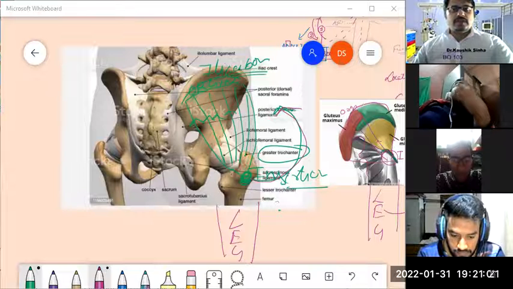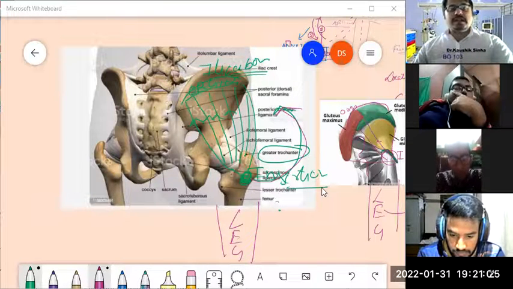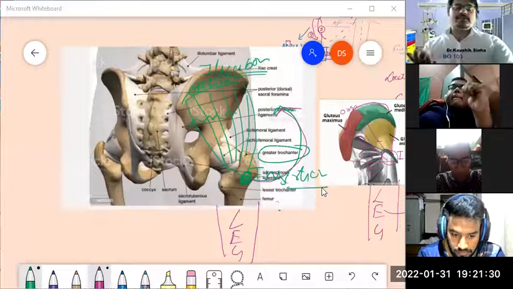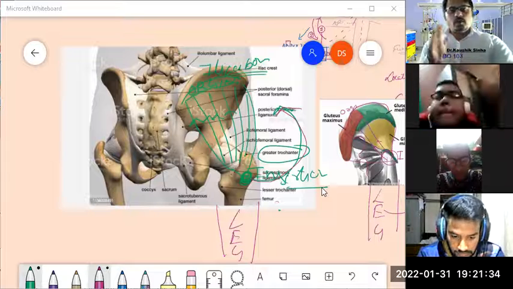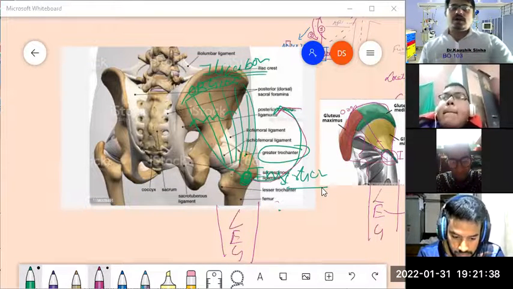At the very beginning of today's class, I explained the concept of adduction and abduction. Now I am asking questions regarding that same thing that I have explained before in the beginning part of today's class. That is, in adduction, whether a body part moves towards the midline or away from the midline.